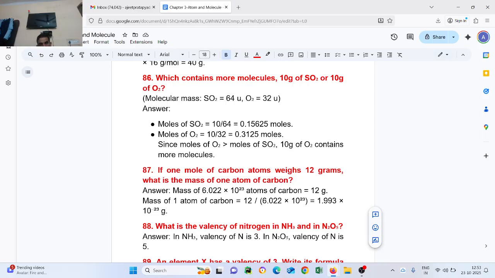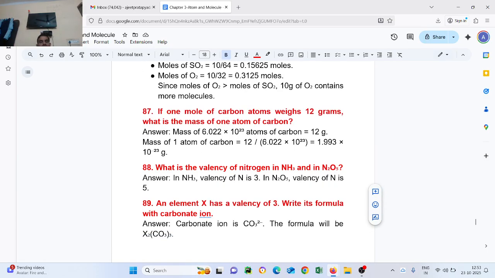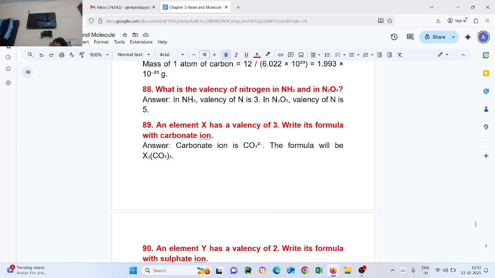Question number 88. What is the valency of nitrogen in ammonia and in N2O5? In ammonia the valency of nitrogen is 3, in N2O5 the valency is 5. An element X has valency 3, write its chemical formula with carbonate ion. Carbonate ion is CO3. The formula will be X2(CO3)3.